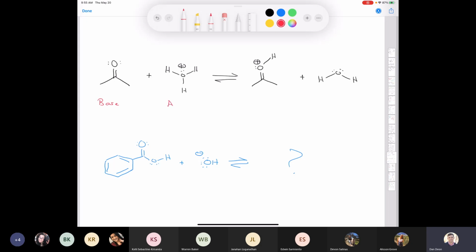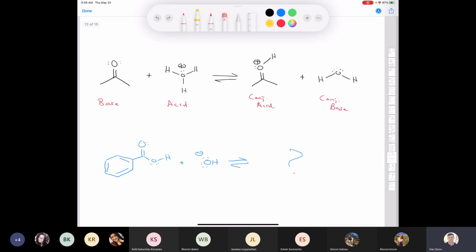Yes, hydronium is behaving as the acid. What's left over from the conjugate acid is going to be the conjugate base, which would be water in this case. And here we have this protonated ketone, which would be our conjugate acid, which is surprisingly acidic, and we'll discuss that later on.